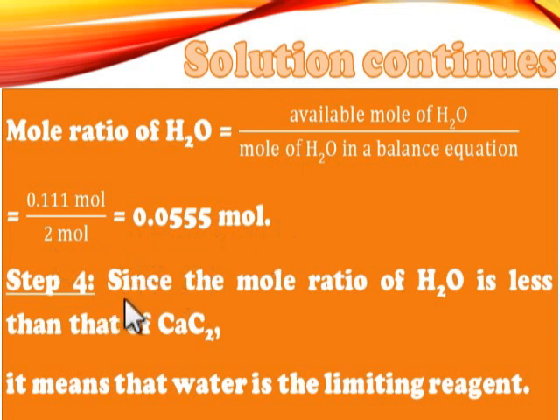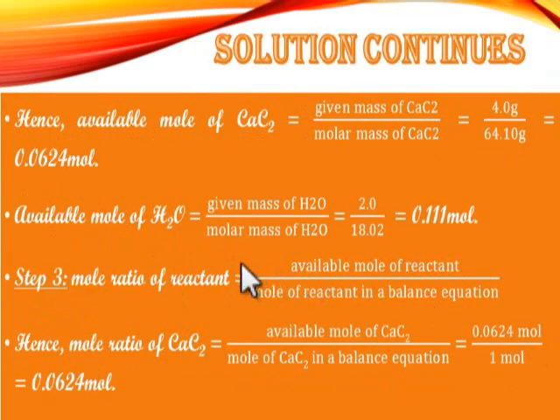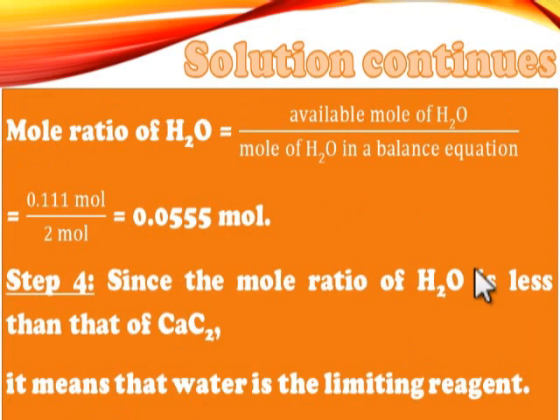Now, step 4 says, since the mole ratio of water is less than that of calcium carbide, it means that water is the limiting reagent. So if you compare the mole ratio of water, which is 0.0555, with the mole ratio of calcium carbide, which is 0.0624, you see that this 0.0624 is greater than this 0.0555. Therefore, water is the limiting reagent.